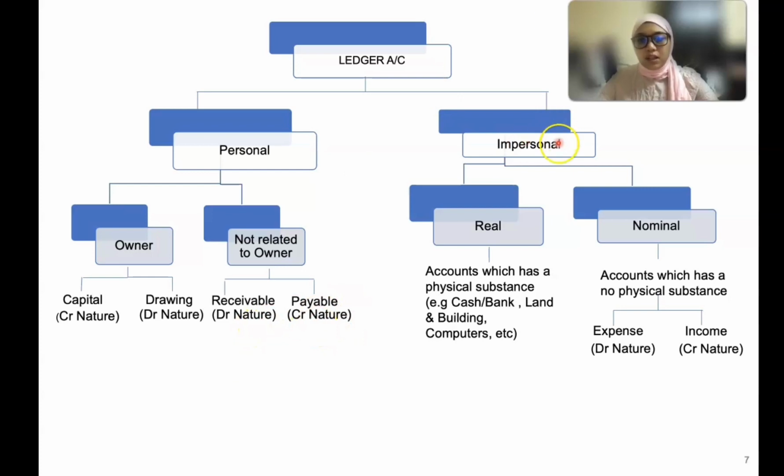Under impersonal, sometimes we also call it general ledger and nominal ledger, there are two types of account, real accounts and nominal accounts. Real accounts are the accounts which have a physical substance. Nominal accounts are the accounts which do not have a physical substance. Under nominal accounts, there are two accounts, expense and income. Expense is always a debit nature, income is always a credit nature. This is just a quick recall. If you want to understand details, you can watch the previous videos.